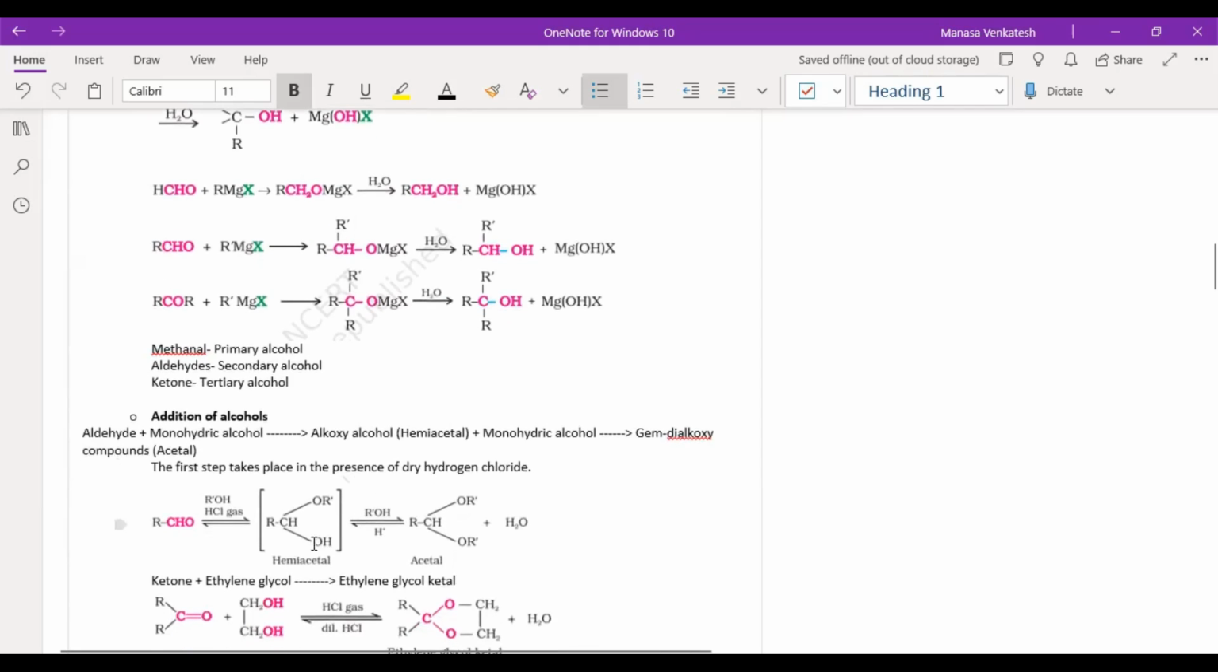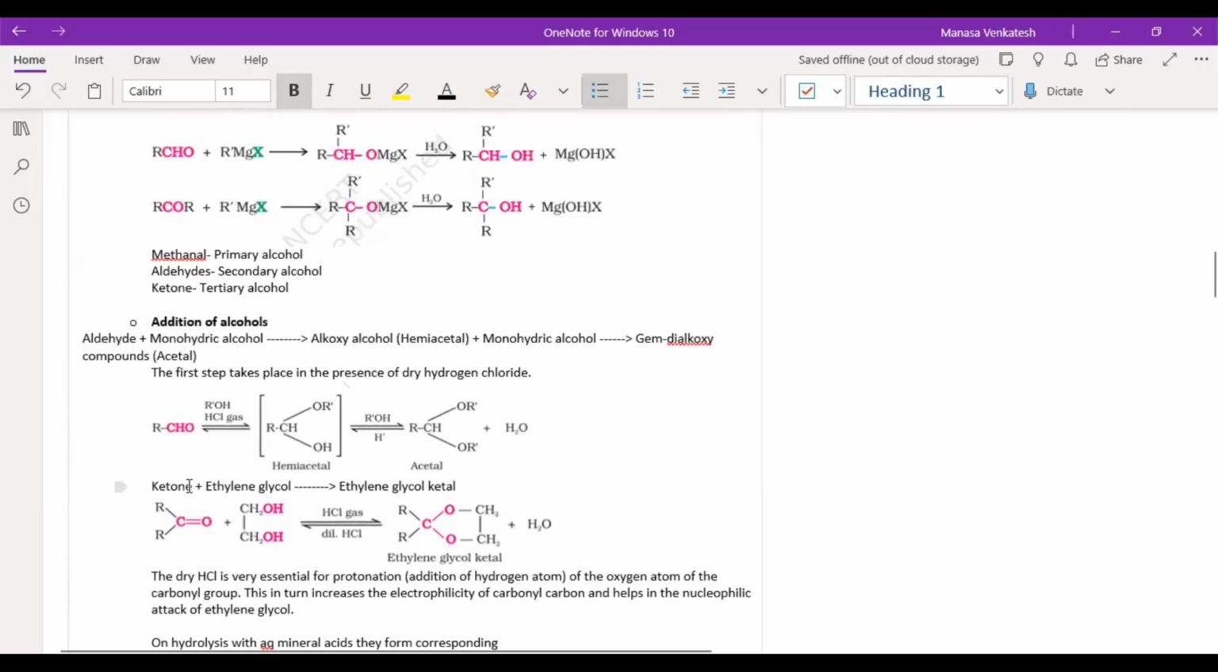Now, this hemiacetal is going to react with another molecule of the alcohol to give us acetal. So first, the aldehyde reacts with the alcohol in the presence of dry HCl to give us hemiacetal. This hemiacetal reacts with another molecule of an alcohol to give us acetal. Similarly, ketones react with ethylene glycol, where you have two hydroxy groups. So it reacts with both of these to give us something called ethylene glycol ketal.